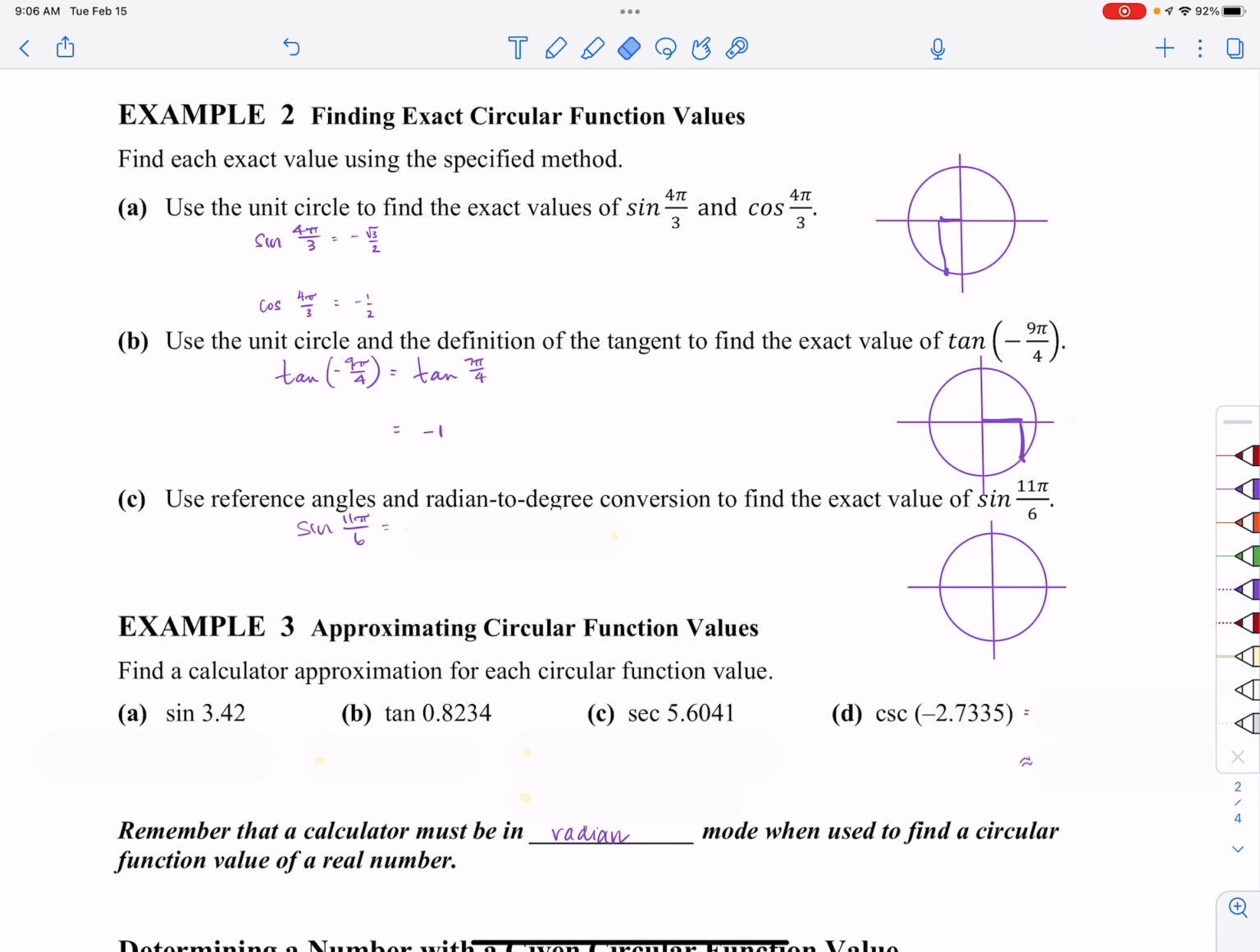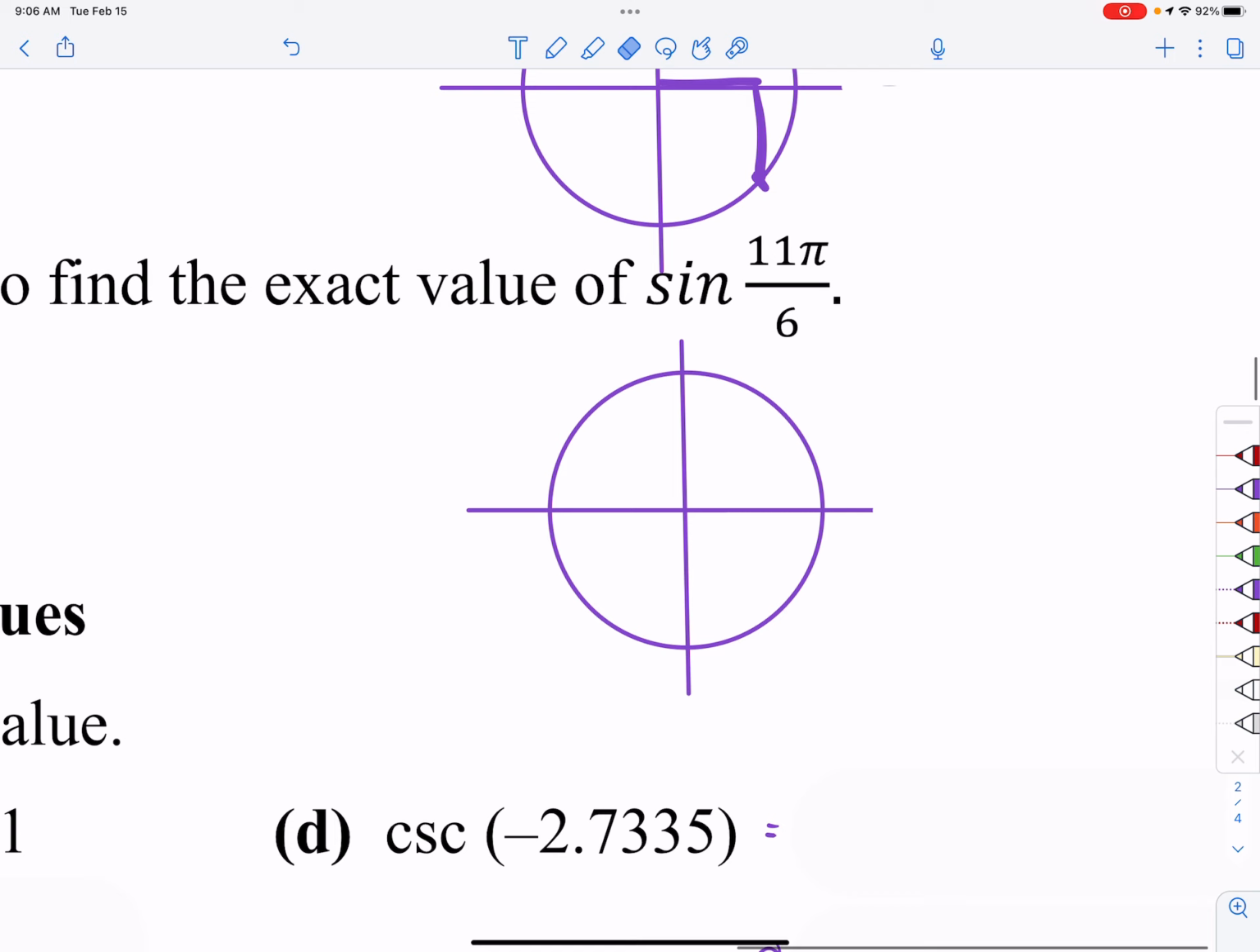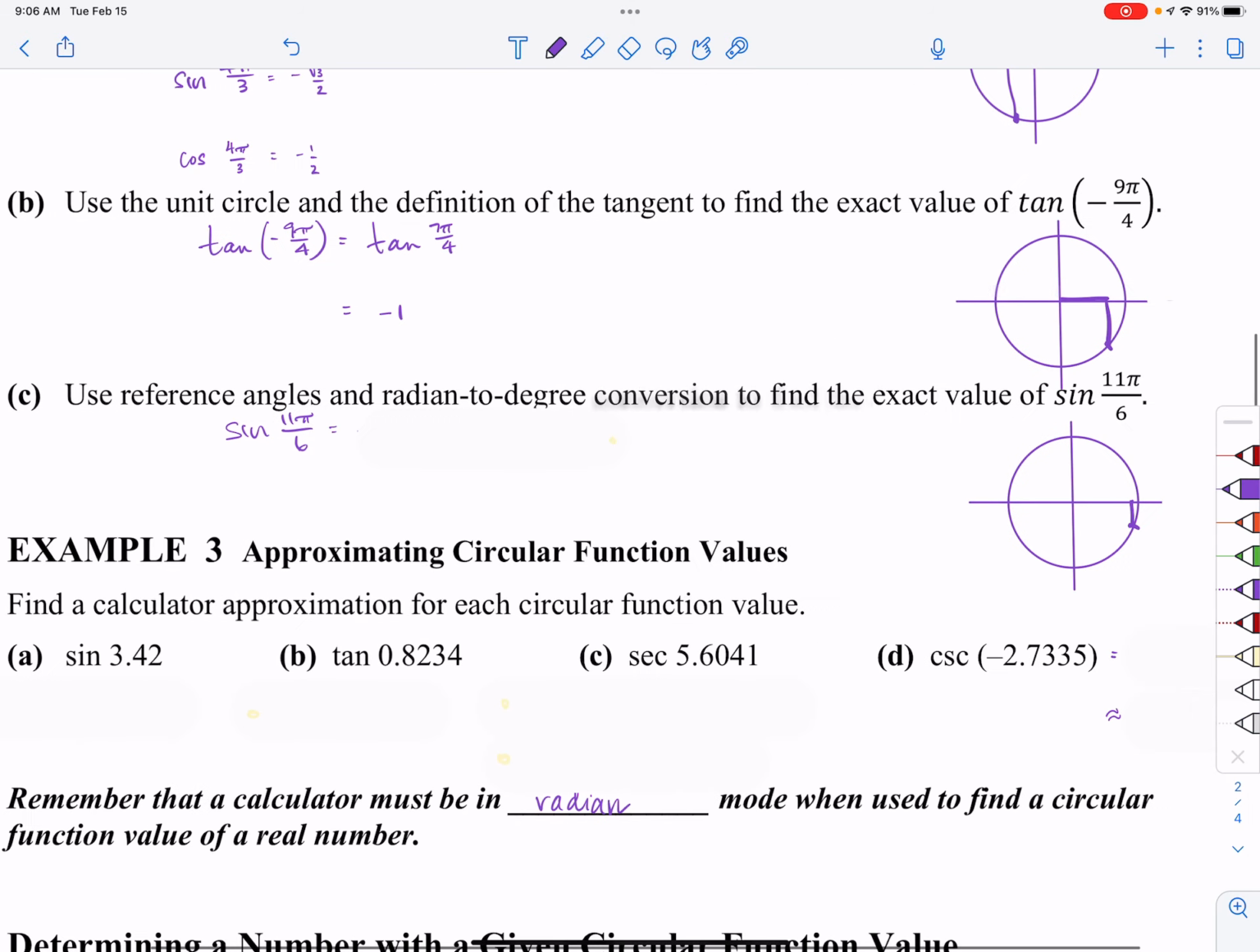Now, letter C, use reference angles and radian to degree conversion. Again, I'm not really so concerned that you use that. I'm fine with you just using the unit circle on this. Find the exact value of sine of 11 pi over 6. 11 pi over 6 is right here. It's the last spoke before we complete our unit circle. The sine value is going to be my y value. It's going down and it's short, so this is going to be at negative 1/2.